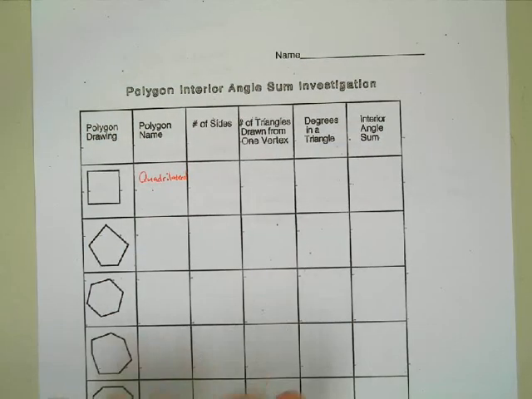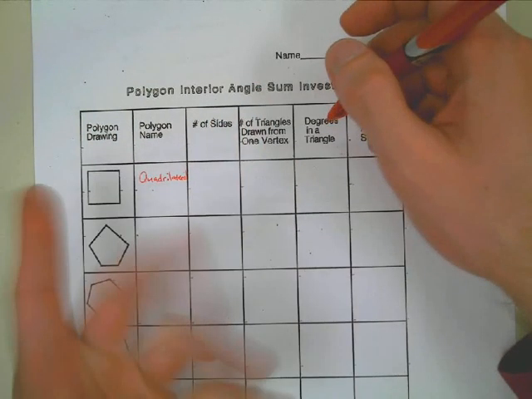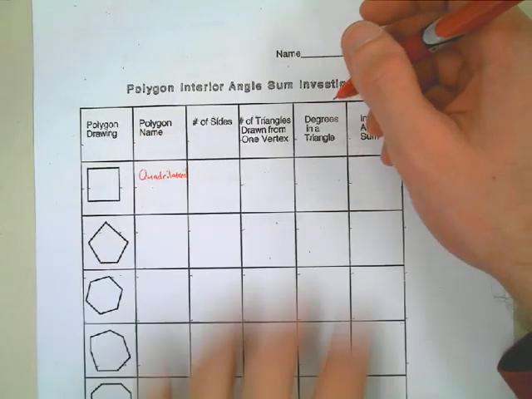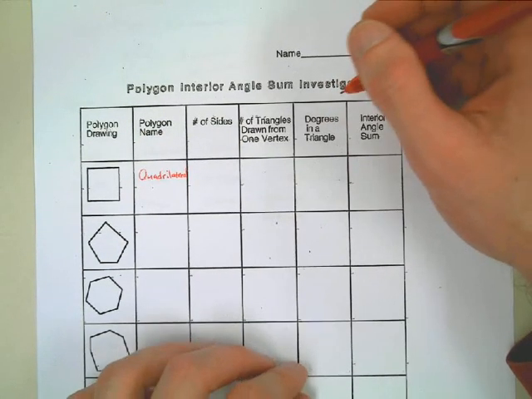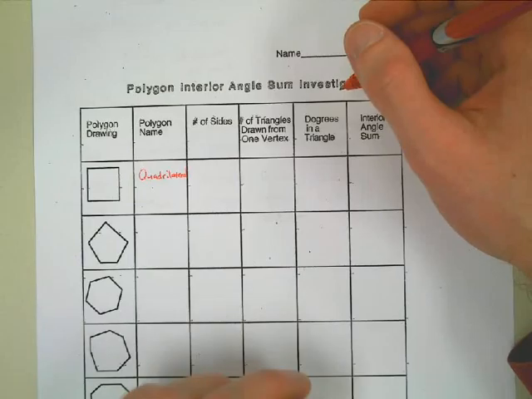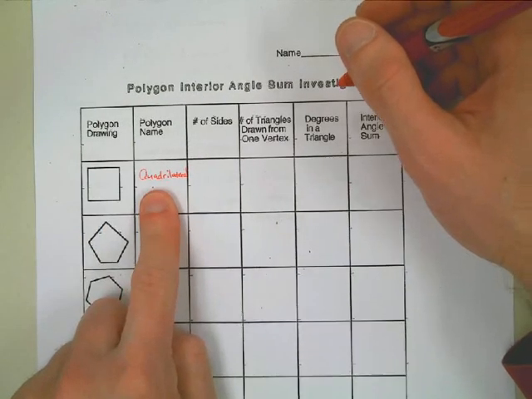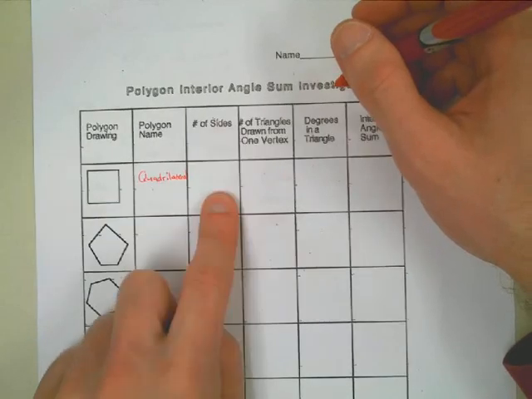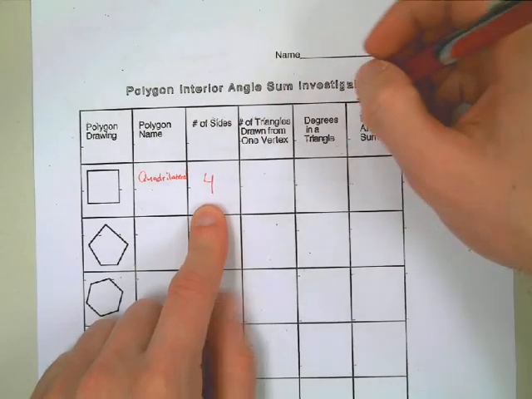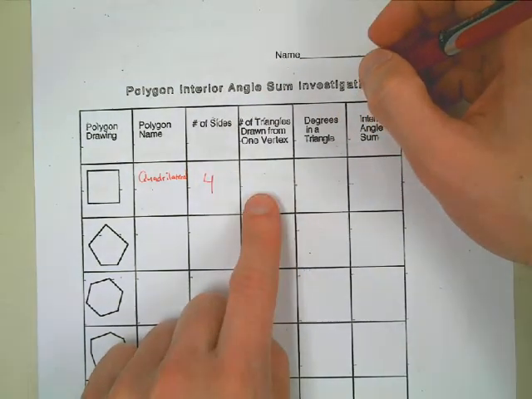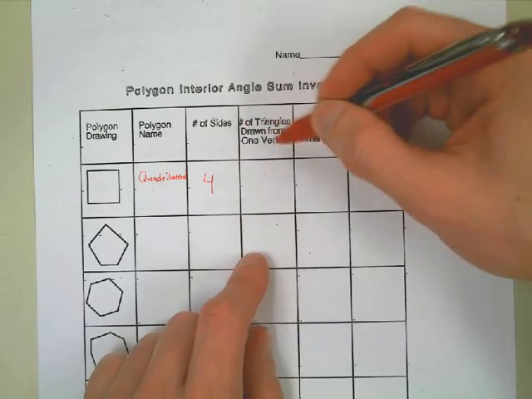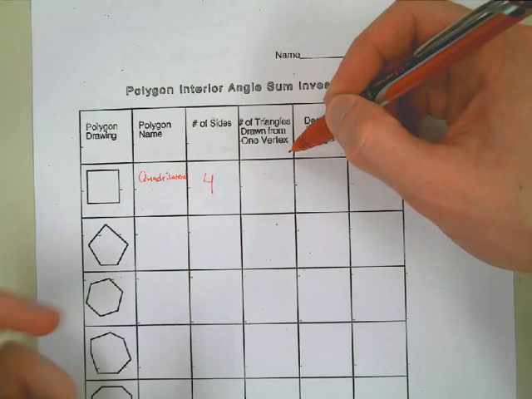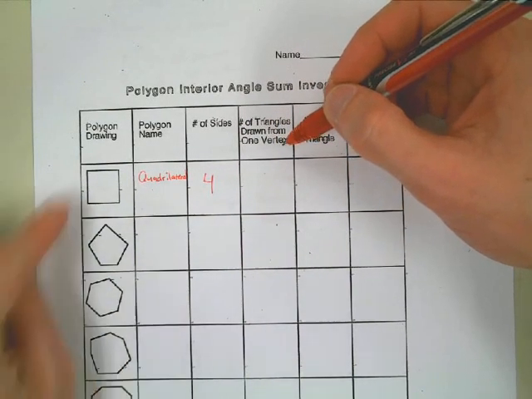Okay, so let's take a look at this. In this sheet, you're going to be filling out to try and figure out that sum for the different shapes. We're going to name the polygon. So this is 4-sided, so it's a quadrilateral. We'll tell the number of sides, so it's 4 sides. This next one might be the most confusing one. It says number of triangles drawn from one vertex. What that means is pick a vertex of your shape. So I'm going to pick this vertex right here, the bottom left corner.